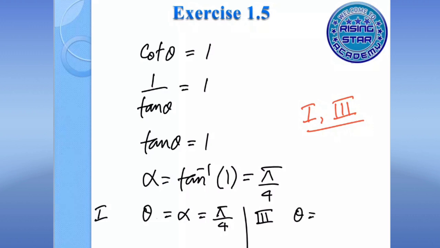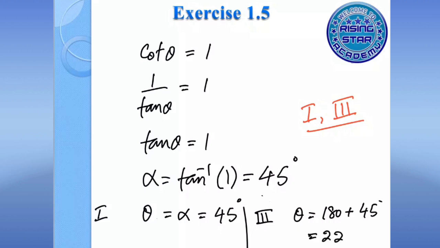Theta is equal to 180 plus... sorry, I wrote the angles in radians, so it would become 45 degrees, and that would also become 45 degrees. So 180 plus 45 degrees, that would become 225.